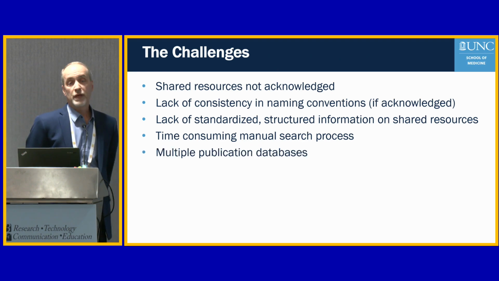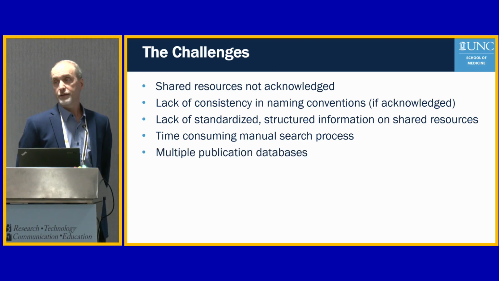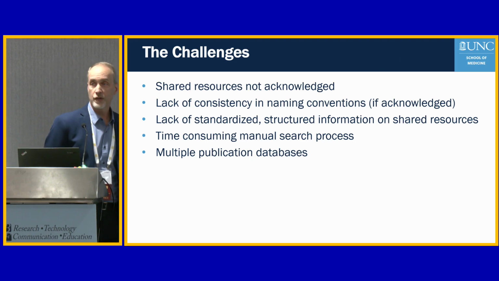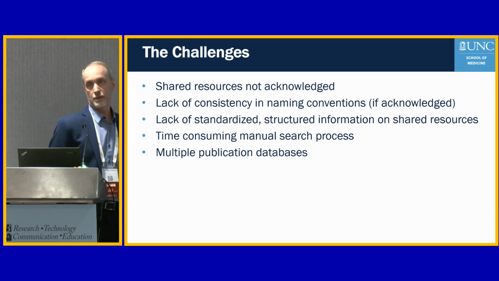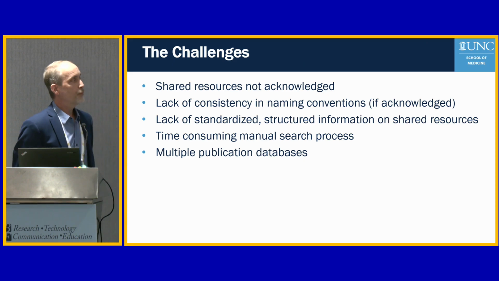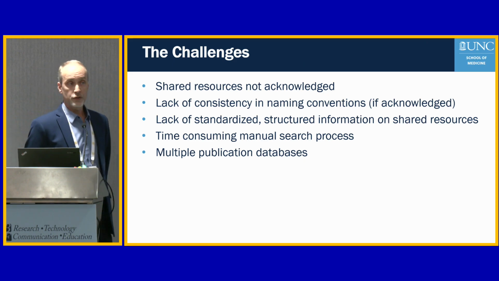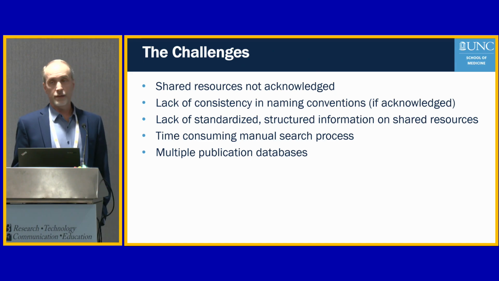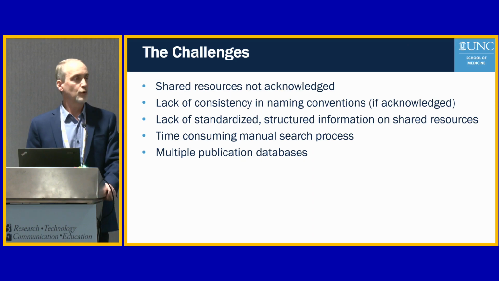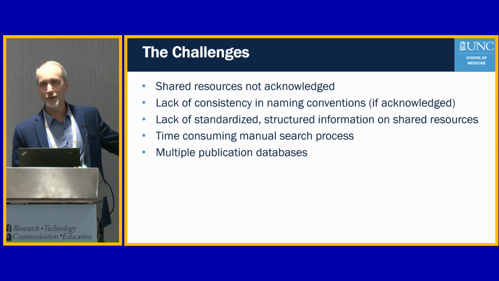There are multiple publication databases out there, right? So PubMed, Google Scholar, Scopus, Web of Science, Dimensions, pick your favorite. But which one are you going to use? Are you going to use them all? Are you going to pick one and go with it? And then there's the FOMO, right? What if I don't use that one? I might miss some papers, and I need to get them all.